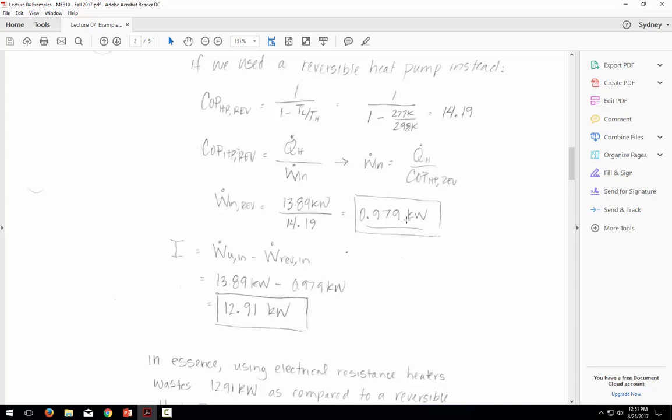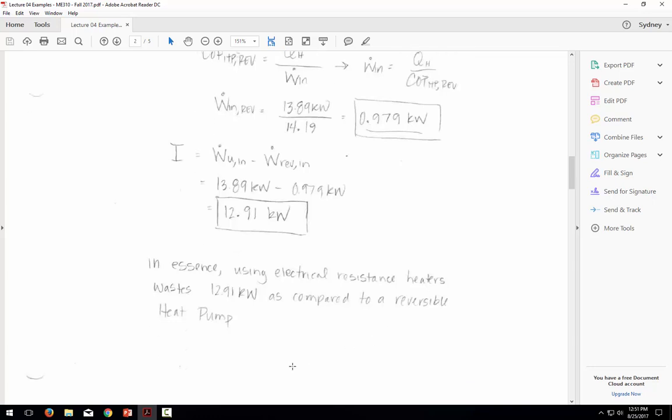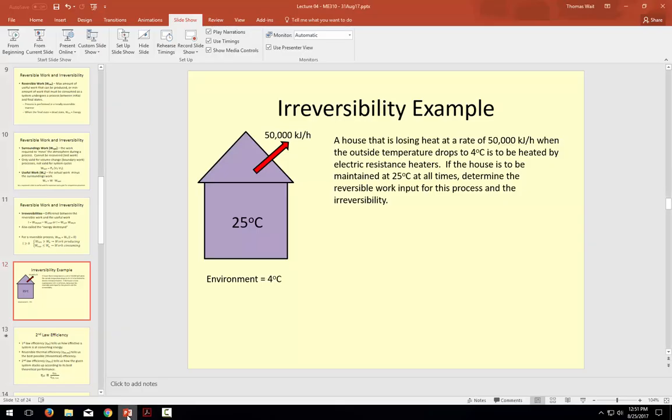But if we wanted to find the irreversibility associated with a real actual heat pump in our home, then we would perform these calculations again using the actual coefficient of performance for our real heat pump and then compare our performance to the reversible heat pump. So in essence, using the electrical resistance heaters wastes 12.91 kilowatts as compared to a reversible heat pump.